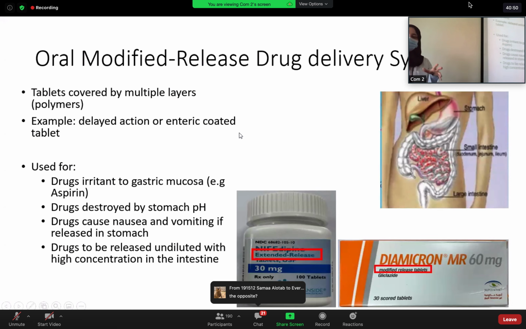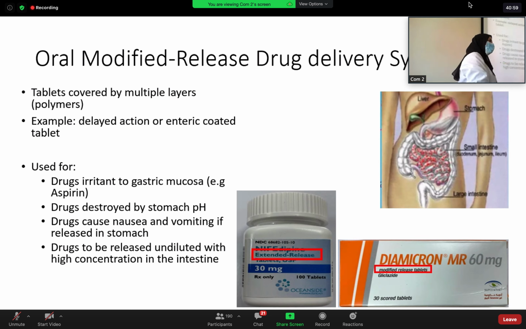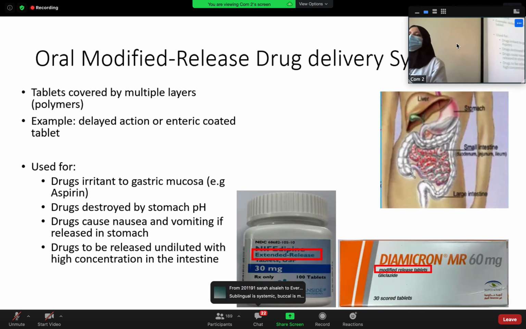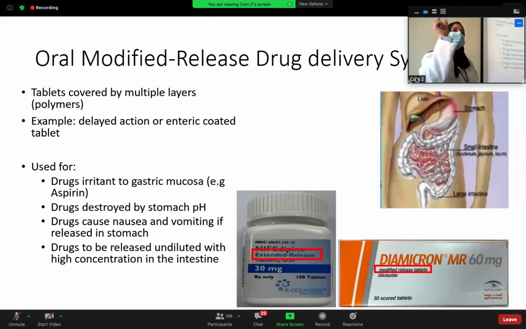This is just more illustration on the modified release. So, for example, the extended release tablets, or those which we want to produce the effect after a certain time or at a certain location. We call them modified release medication delivery. Some of them are called extended release, others are called modified release. Anybody have seen any extended release? Do you know what are the letters usually written on these boxes?